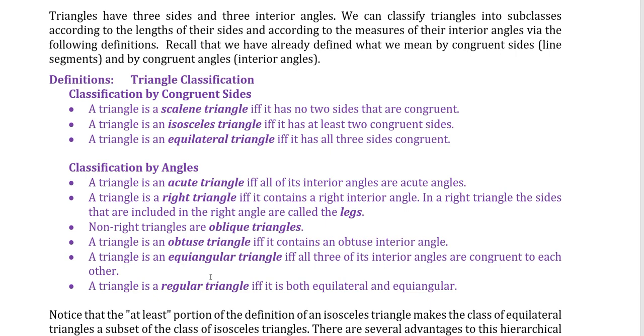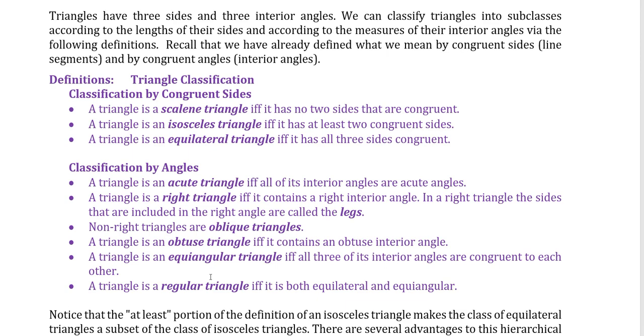We can also classify by angles. A triangle is an acute triangle if and only if all of its interior angles are acute angles. A triangle is a right triangle if and only if it contains a right interior angle. In a right triangle, the sides that are included in the right angle are called the legs. Non-right triangles are called oblique triangles. A triangle is an obtuse triangle if and only if it contains an obtuse interior angle. A triangle is an equiangular triangle if and only if all three of its interior angles are congruent to each other. And a triangle is a regular triangle if and only if it is both equilateral and equiangular.